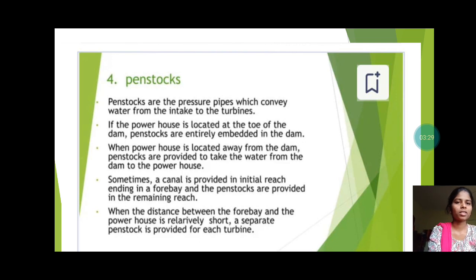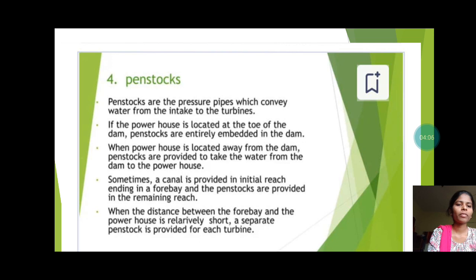Fourth one is penstocks. Penstocks are the pressure pipes which convey water from the intake to the turbines. If the powerhouse is located at the toe of the dam, penstocks are entirely embedded in the dam. When the powerhouse is located away from the dam, penstocks are provided to take the water from the dam to the powerhouse. Sometimes a canal is provided in the initial reach ending in a forebay and the penstocks are provided in the remaining reach.